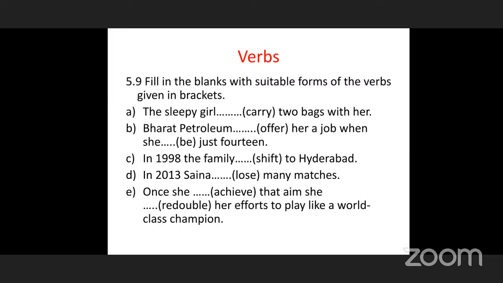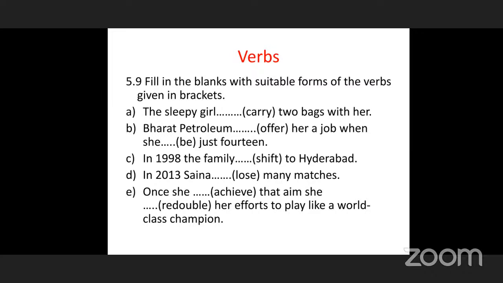In the active voice form, we need to use V2 form. If it is in the passive voice form, we need to use was or were plus V3 form. For your kind information, I am using V2 form because it requires that. The sleepy girl dash carry 2 bags with her. That means what is the V2 form? Verb 2 form of carry? Carried, right.